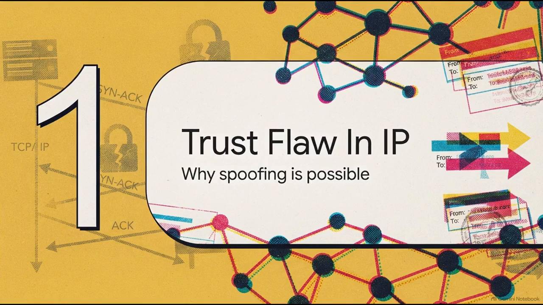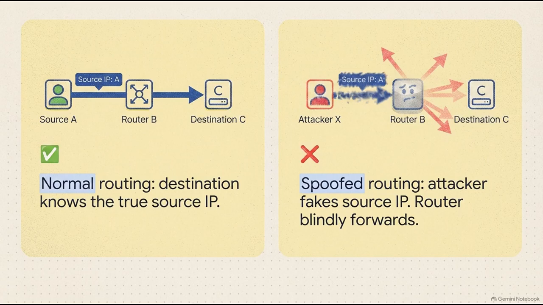Let's kick things off with Section 1, the trust flaw in IP. You see, a router has one massive fundamental flaw. It blindly trusts the destination IP without ever verifying the sender. Remember, the Internet Protocol was designed decades ago, basically in a utopian era where trust between networks was just assumed.